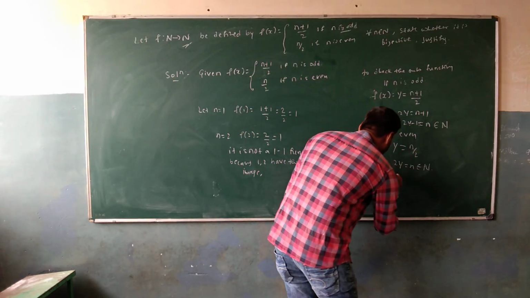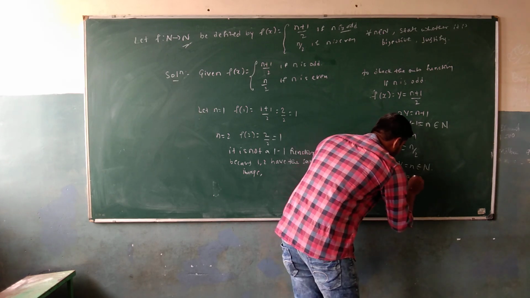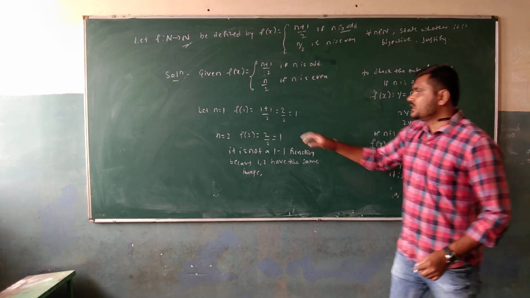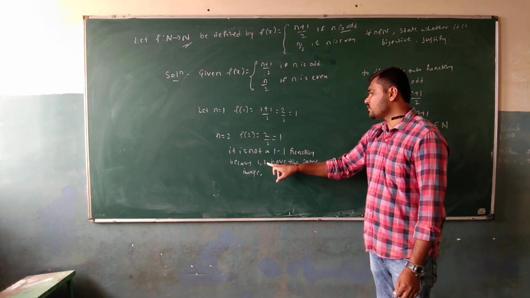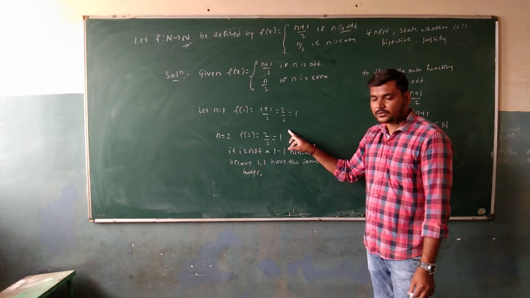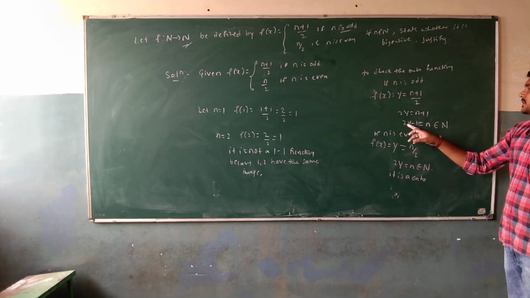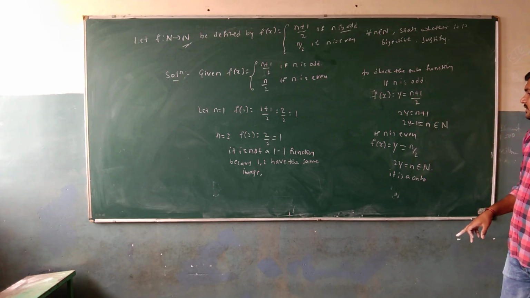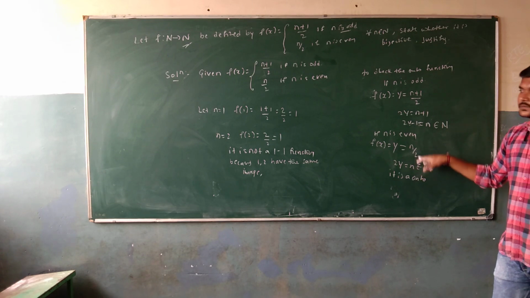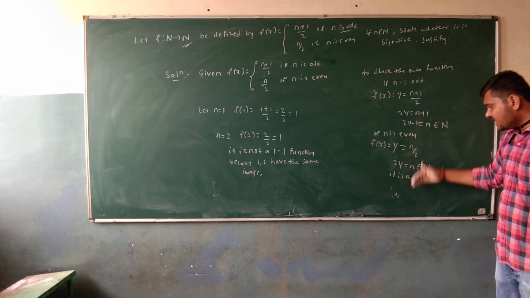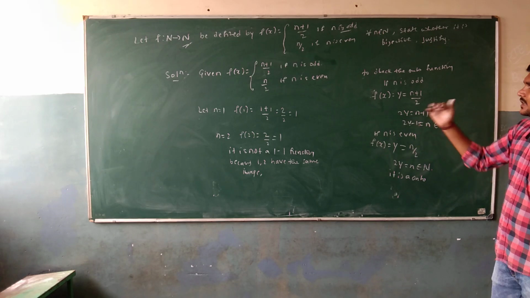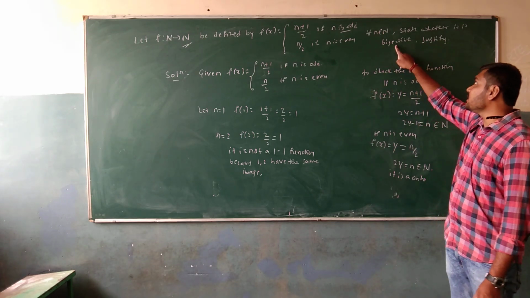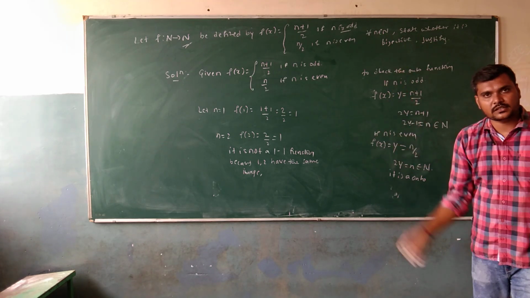We can say that it is an onto function, but it is not going to be a bijective function, because 1 and 2 have the same image 1. Here the element belongs to the set of natural numbers both when n is an odd number and when n is an even number. So it is an onto function, but it is not a one-one function, so it is not a bijective function. Okay, so just pause the video and note it down.